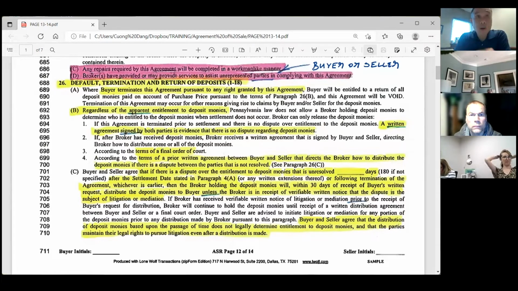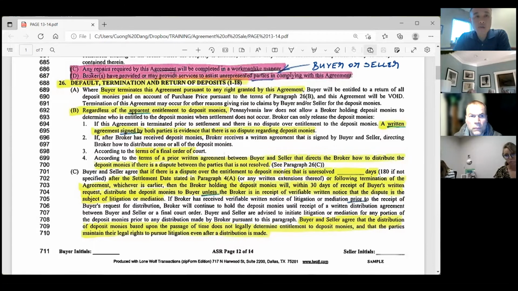26B, regardless of the apparent entitlement to deposit monies, Pennsylvania law does not allow a broker holding deposit monies to determine who is entitled to the deposit monies when settlement does not occur. Broker can only release the deposit monies 4 ways. 1, if this agreement is terminated prior to settlement and there is no dispute over entitlement to the deposit monies. A written agreement called the release, signed by both parties, is evidence that there is no dispute regarding deposit monies. Okay, that's why Seth is always on you about filling out that thing properly and having it signed.